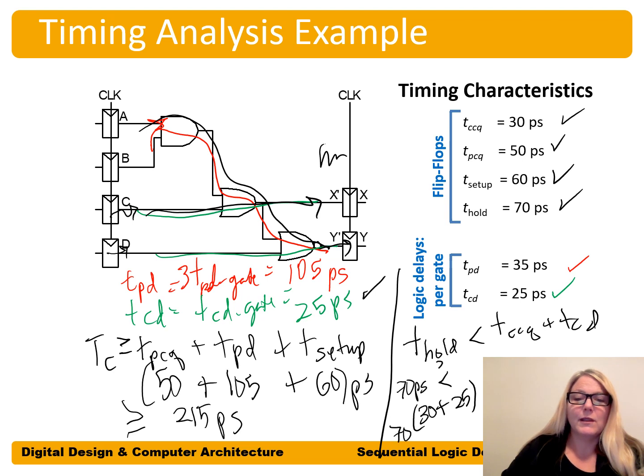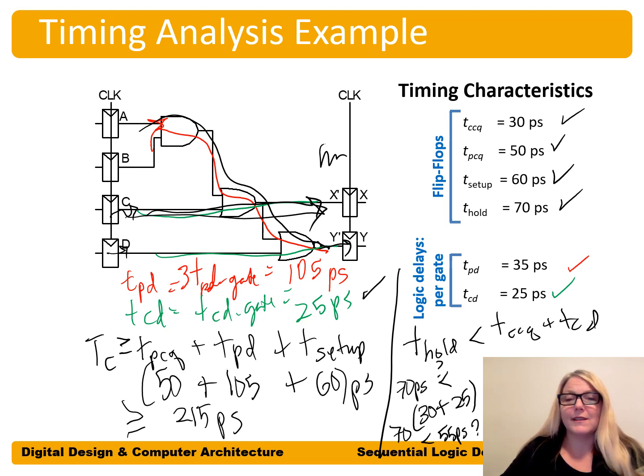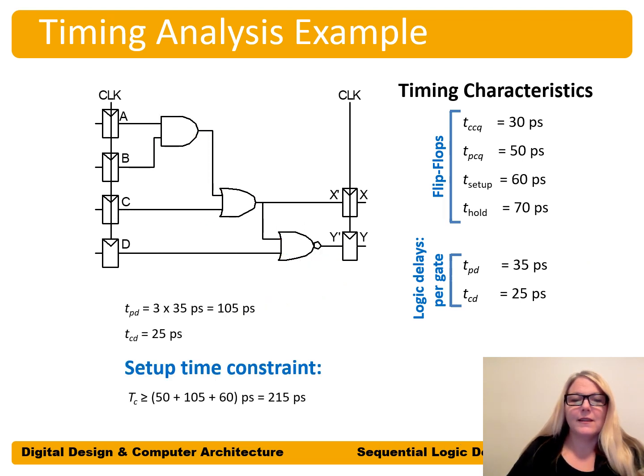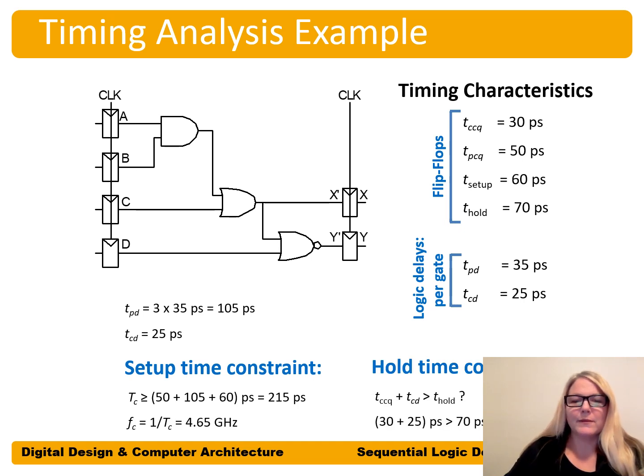So 70 picoseconds less than 55 picoseconds. No, it's not. This data could race through and start changing before the hold time constraint is met, before the register has completely stopped sampling. And so, yeah, this is a problem. 55 picoseconds is not greater than 70 picoseconds. Not good, right? So we have a problem here. We haven't met the hold time constraint.